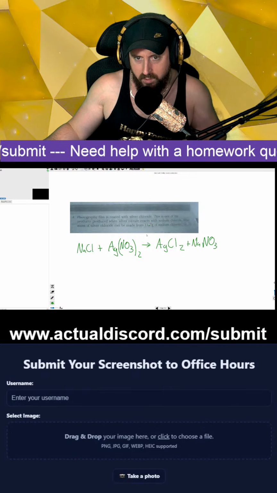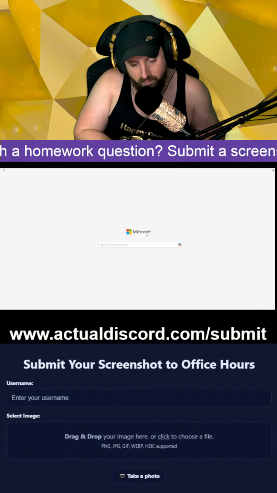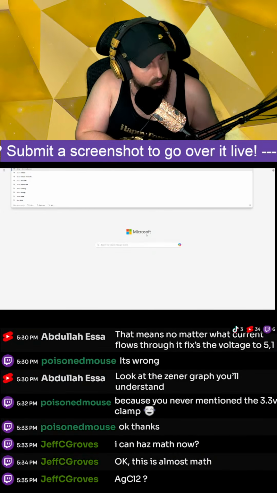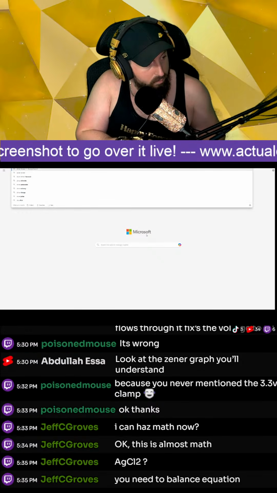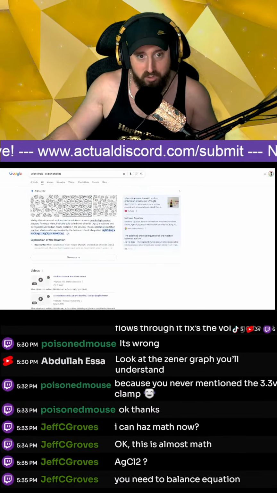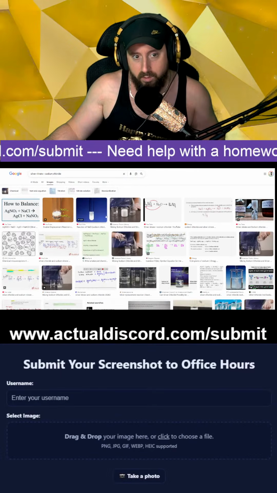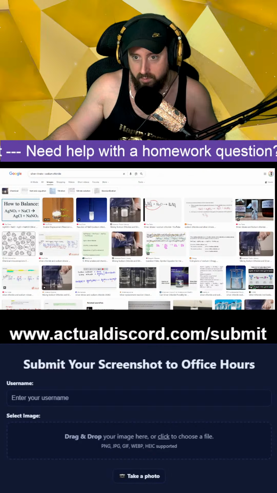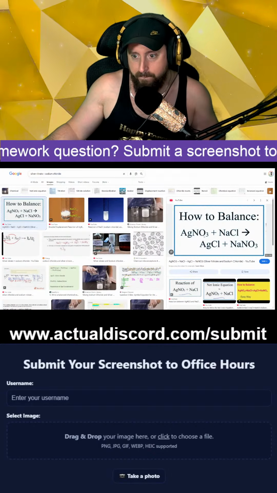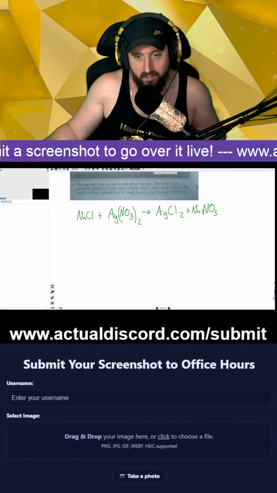What do we need? These reactions are very common. So silver nitrate plus sodium chloride. I will balance it. Yes, I will balance. I just want to make sure I have the right structure first. Okay, here we go. Oh, it is NaNO3. Okay, sweet. Look at this. Okay, awesome. So we came up with the right equation. I'm happy about that.